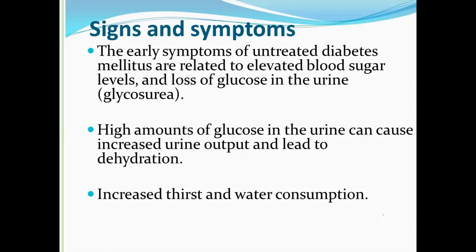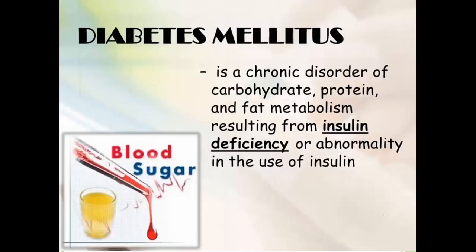High amounts of glucose in the urine can cause increased urine output and it leads to dehydration. Dehydration means loss of water, lack of water. So high amount of glucose is excreted in the form of urine, then it increases the urine output, and it leads to dehydration. The next symptom is increased thirst and water consumption, that is hunger. So these are the symptoms of diabetes mellitus.